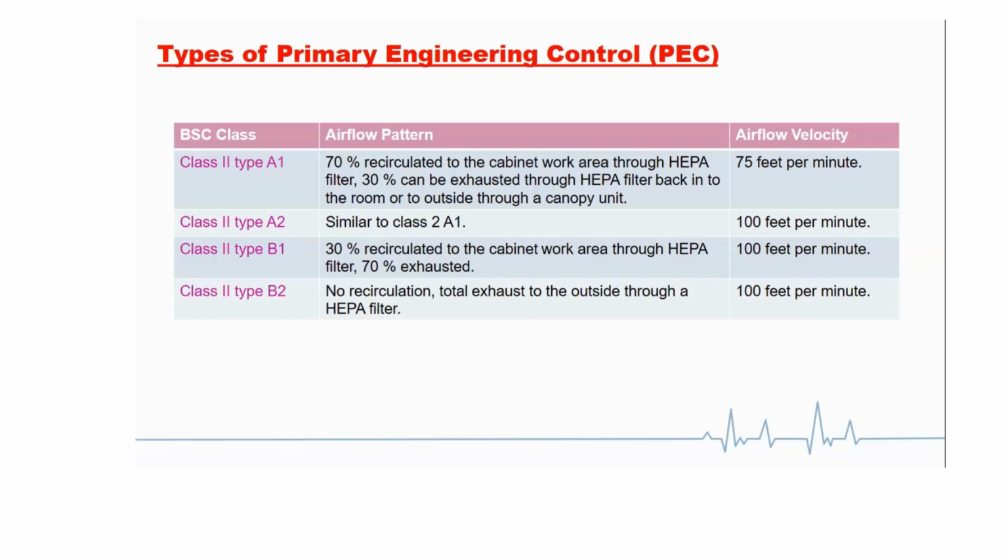Type B1: 30% of the air is recirculated to the cabinet work area through a HEPA filter and 70% is exhausted. While Type B2 is the perfect one, with no air recirculation, it has a total exhaust to outside through a HEPA filter.